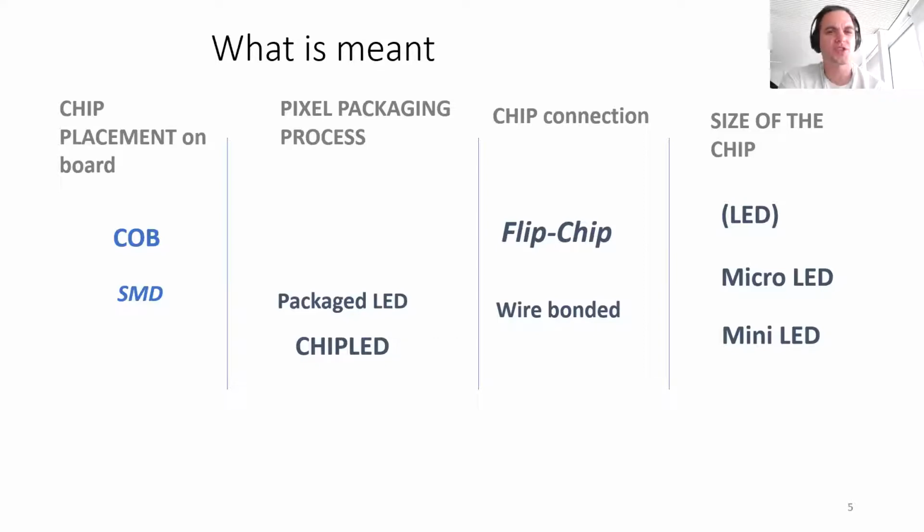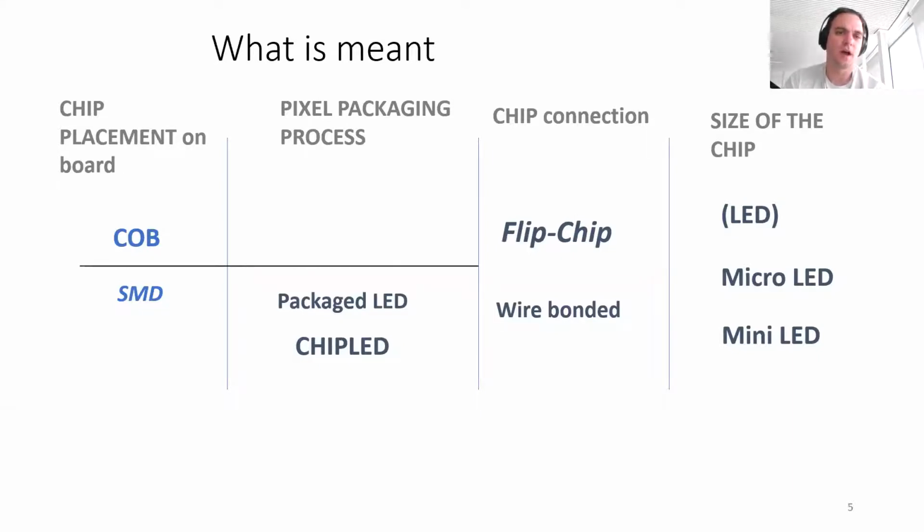Then the pixel packaging process. We talk about packaged LEDs and chip LEDs. When we make a distinction on the chip connection, we have flip chip or wire bonded. And then the size of the diodes, we have mini LED and micro LED.